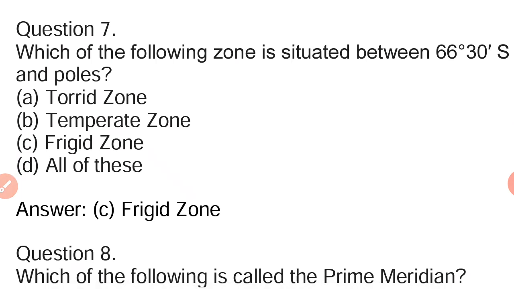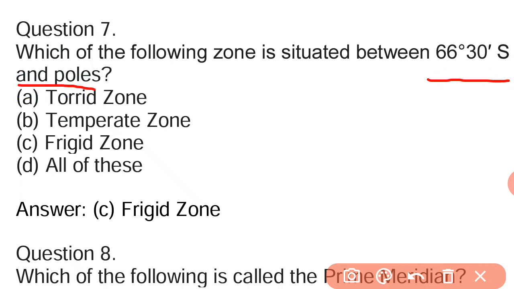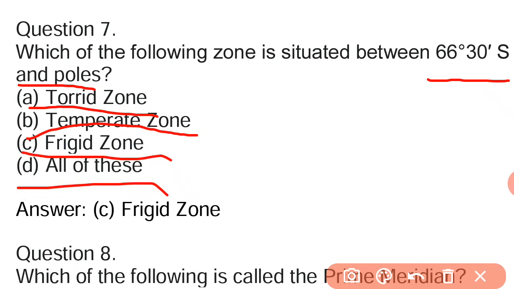Next question, which of the following zone is situated between 66 degree 30 minutes south and the pole? Option A torrid zone, option B temperate zone, option C freeze zone, option D all of these. Right answer is option C freeze zone.